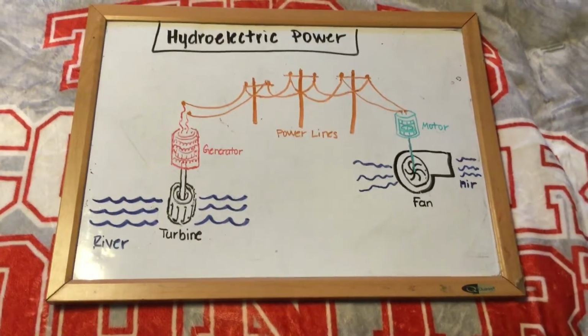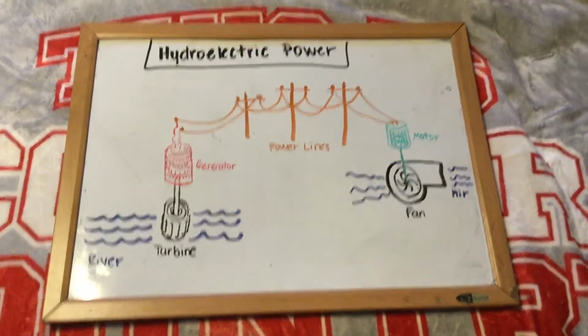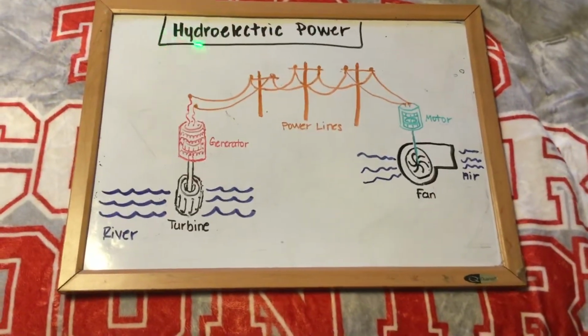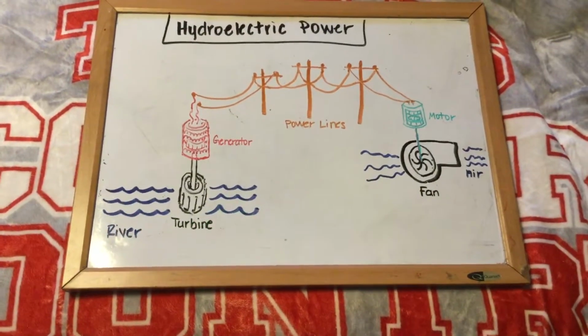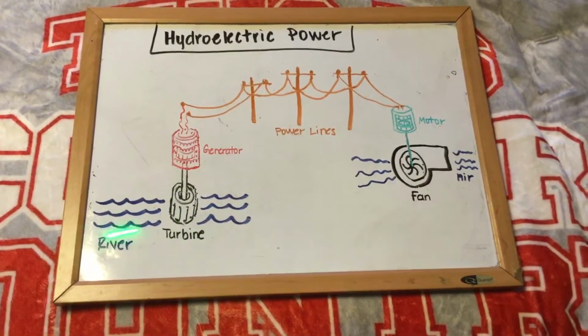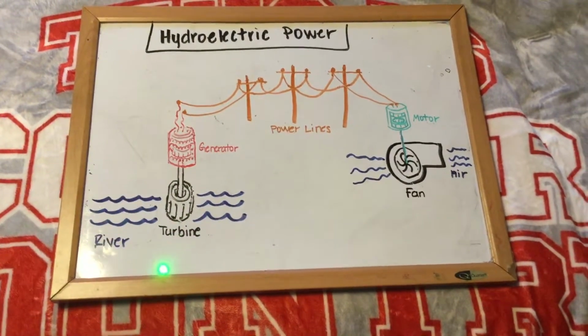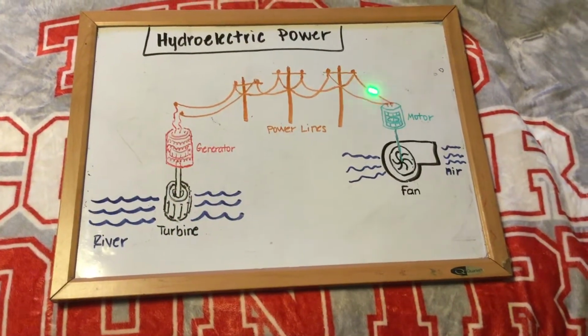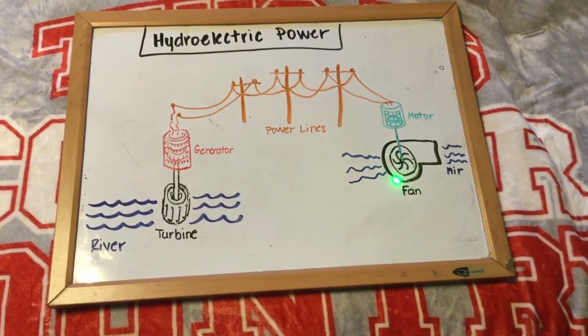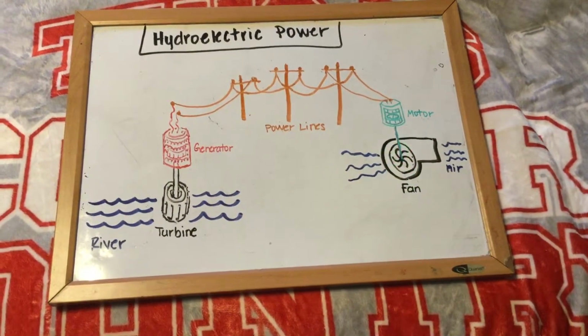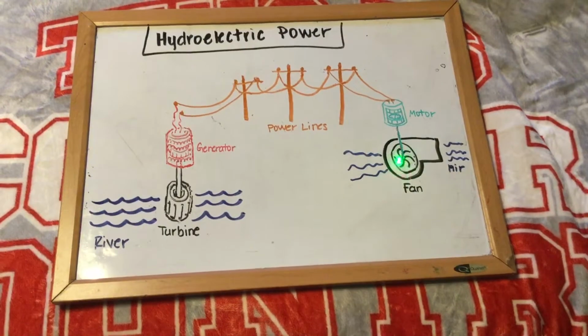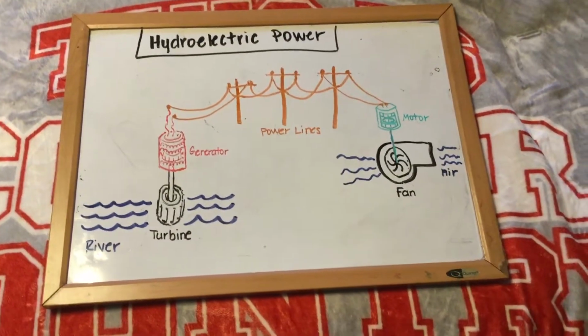Okay, now we're going to look at hydroelectric power. Hydro meaning water. So we're going to be looking at how energy from a river is used and transformed here to be used in this fan. The energy will be used to turn the fan to blow air.